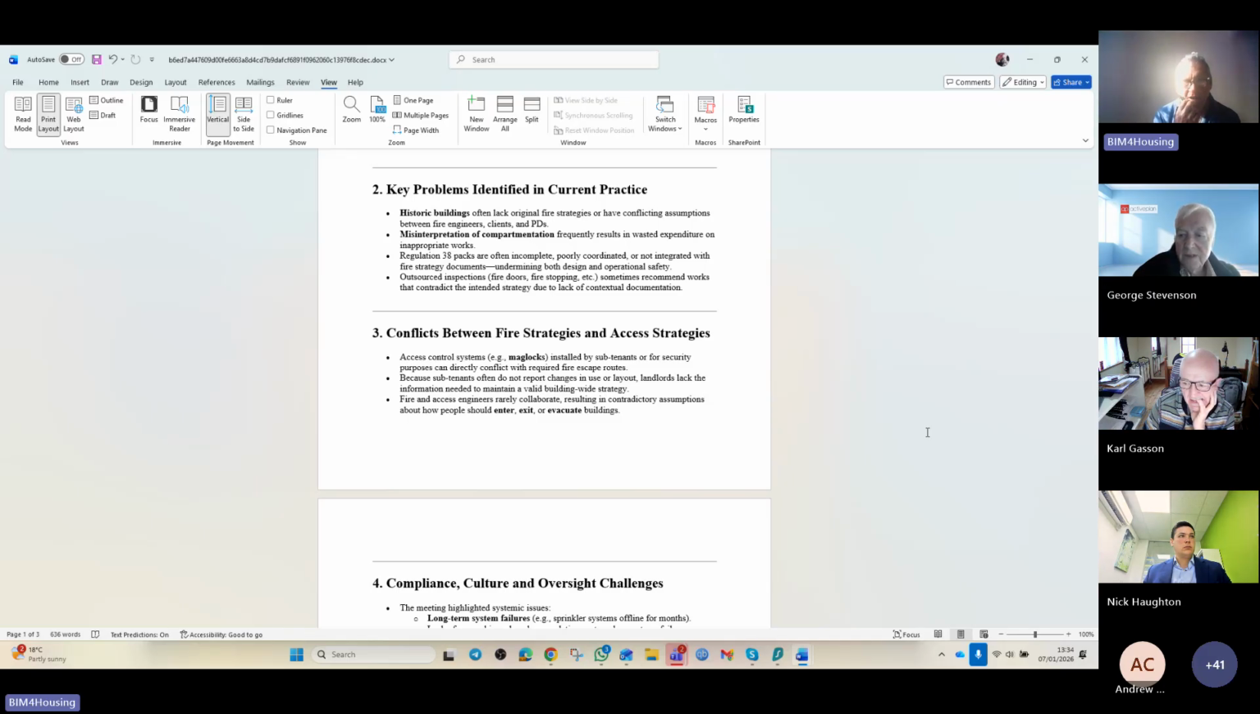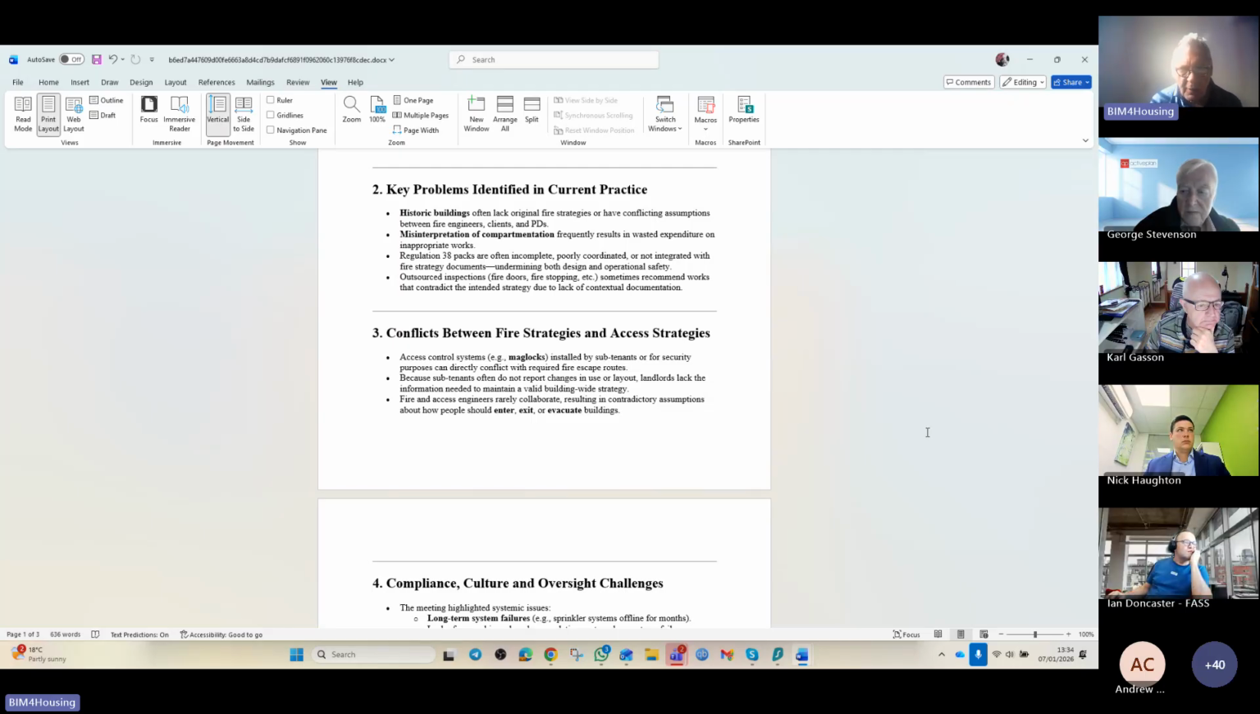Okay. Fire and access engineers rarely collaborate, which comes on what you were saying, resulting in contradictory assumptions about how people should enter, exit, or evacuate buildings. Okay, anybody got anything that they think should be going in there? Ian?